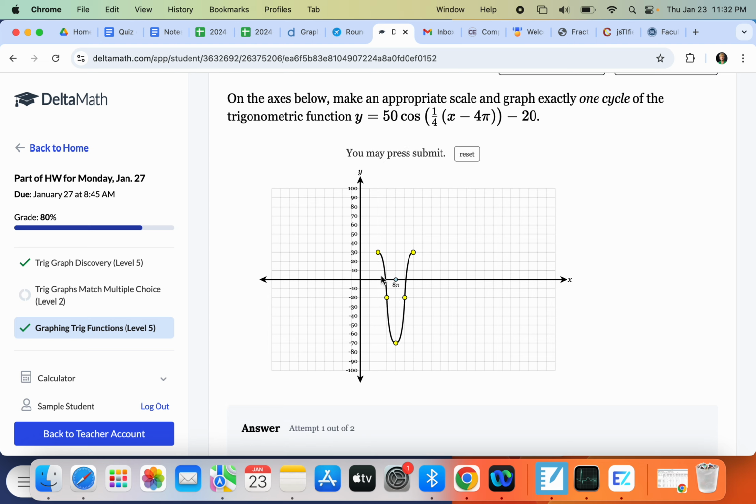Now if you look, I do have a period of 2 pi over 1/4, 8 pi, because here, the way I've marked it, 2 pi, 4 pi, 6 pi, 8 pi. This goes from 4, 6, 8, 10, 12. So it goes from 4 to 12, which is a period of 8 pi.